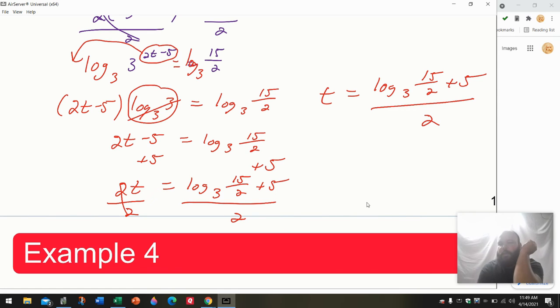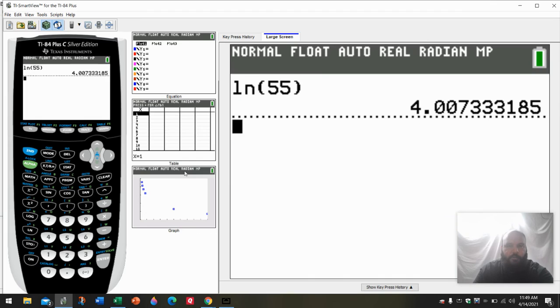Now, in order to type this into your calculator, we definitely would have an easier time with the TI-84 than we would with the TI-83, because the TI-84 allows us to type this log base 3 of 15 halves in. If you don't have a TI-84, you only have a TI-83, you will have to utilize the change of base formula where you will type this in. And I'll write that out for a second, but let me show you on the TI-84 first.